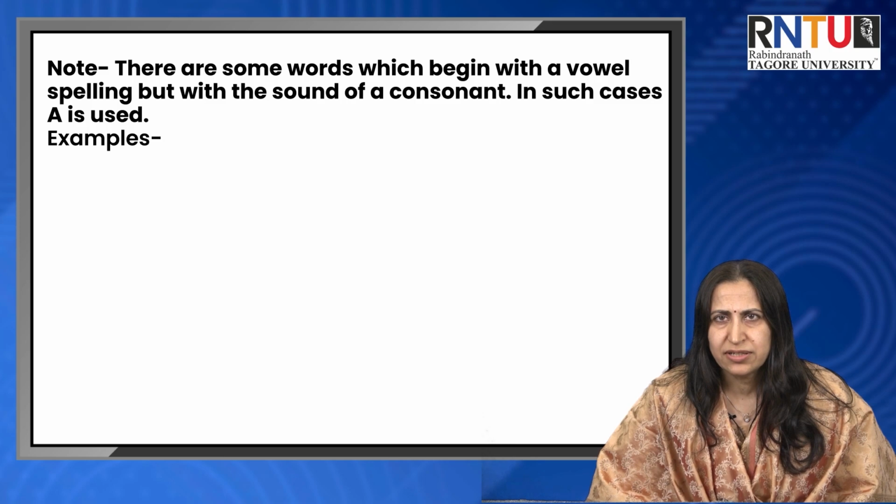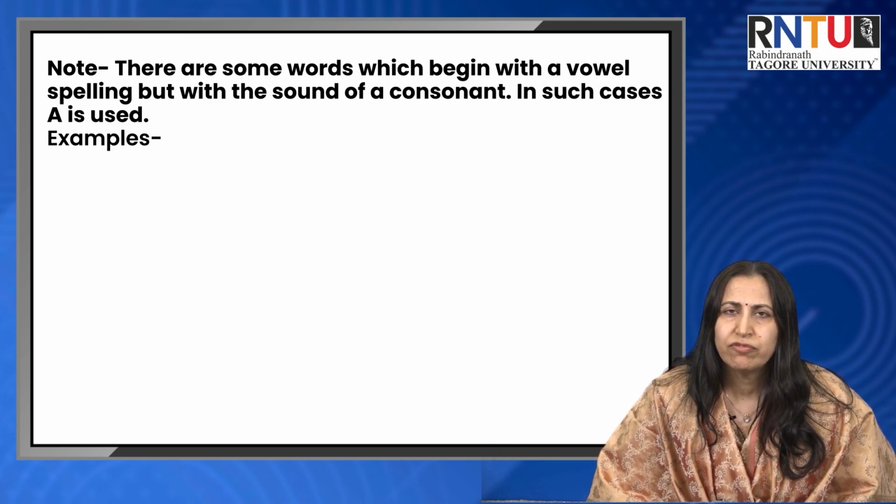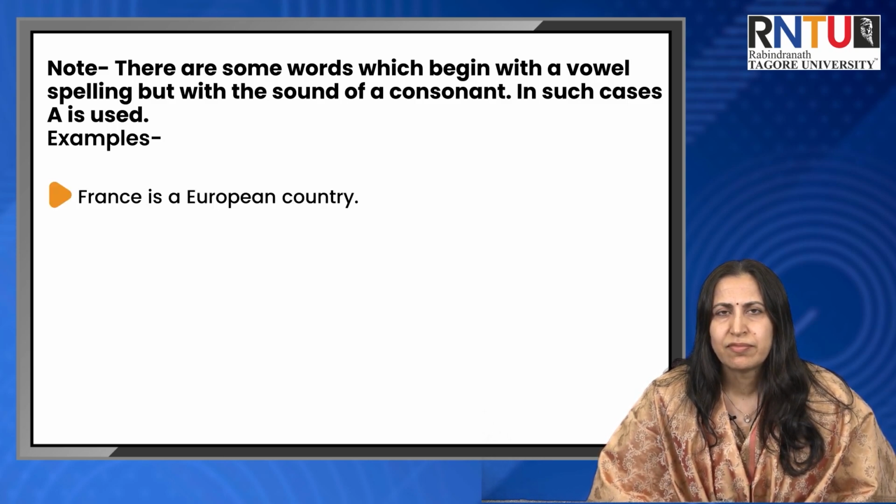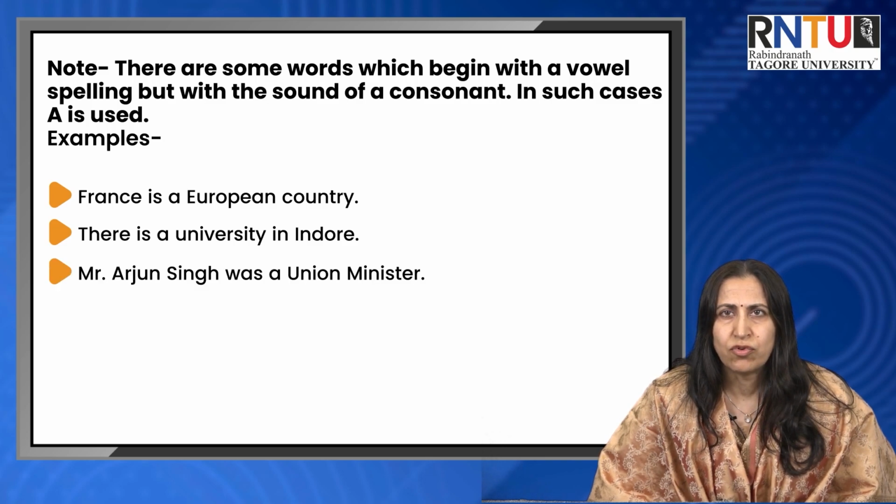Note that there are some words which begin with a vowel spelling but with the sound of a consonant. In such cases, A is used. Examples: France is a European country. There is a university in Indore. Mr. Arjun Singh was a union minister.